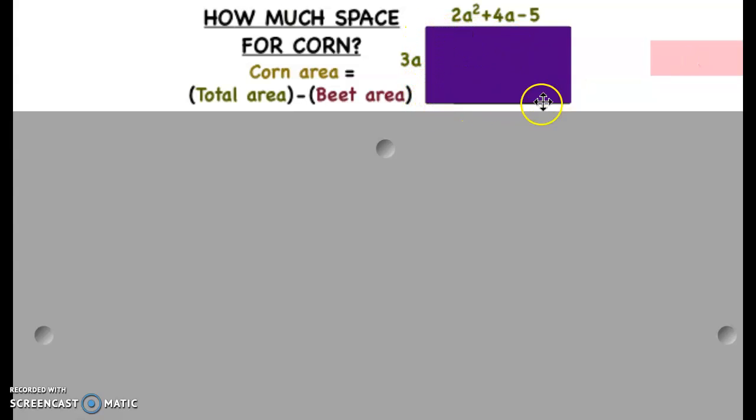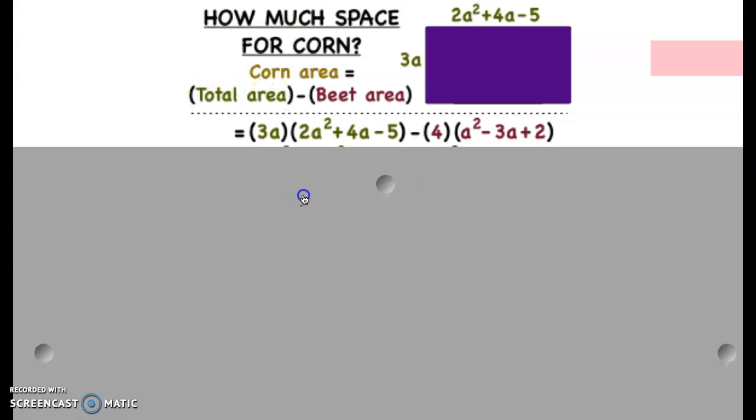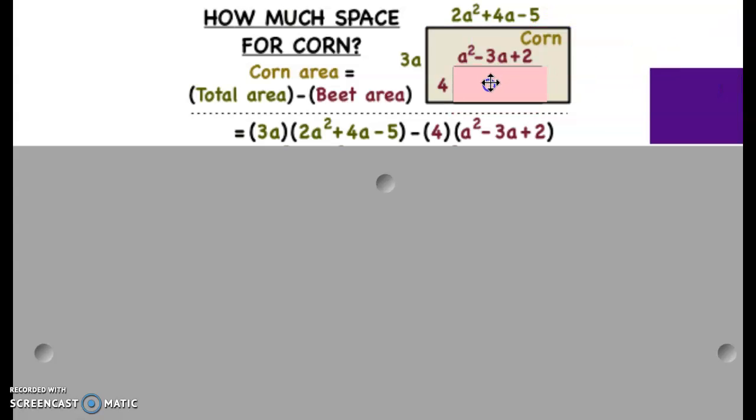I'm going to find the area of the entire garden, the total area, by finding 3a times my length, 2a squared plus 4a minus 5, right? Area is length times width. Once I find that, I'm going to subtract the little area for my beets, the length times my width. It doesn't matter which one. This is the length and this is the width. An area minus this area is going to give me the leftover corn area. This is the problem, and I just set it up, now I just have to solve it.